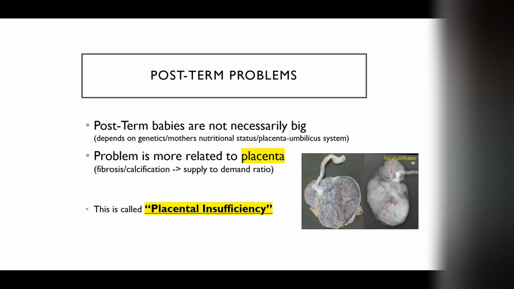It depends on genetics, on the mother's nutrition status, and on how the placenta-umbilical system works. So for example, I have a mother who is very, very tall, and the father of the baby is very, very short. So the baby, from a genetic aspect, cannot be big because it averages out. We make an average of genetics, so the baby will be a bit medium, but the mother is big, so there is no problem. The mother is bigger than the baby in this situation.